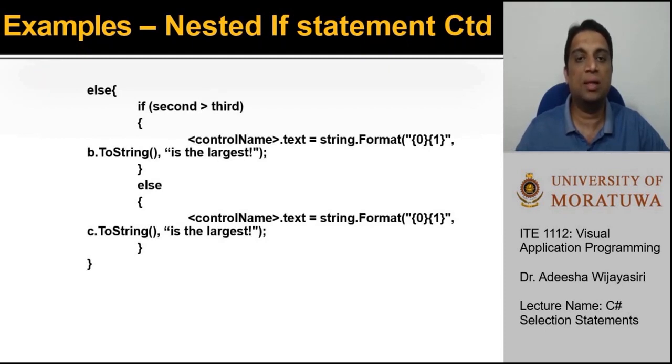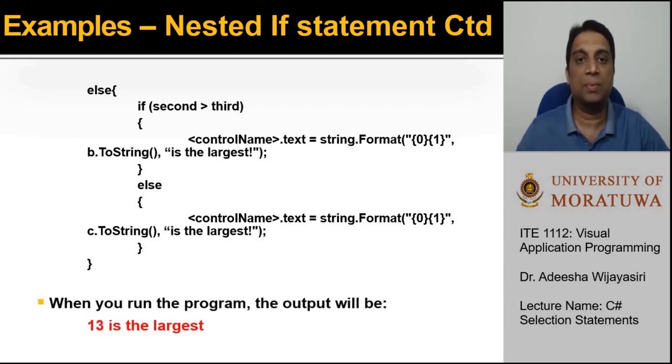Program execution will fall to the else clause of the outer if clause if A is less than B. Then we check whether B is greater than C, and if yes, we can print B is the largest. If not, that means C is the largest among all three.